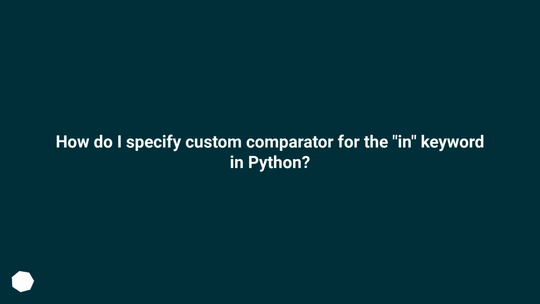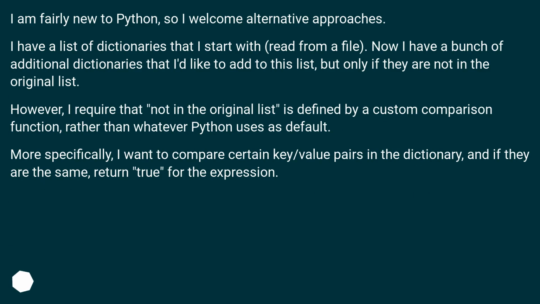How do I specify a custom comparator for the in keyword in Python? I am fairly new to Python, so I welcome alternative approaches. I have a list of dictionaries that I start with, read from a file.